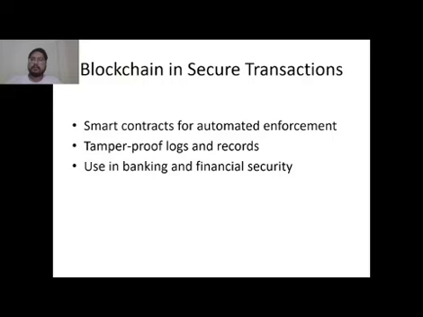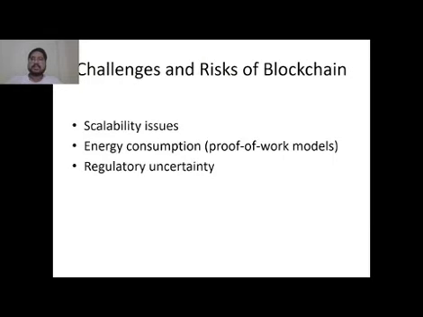So we move to our next slide, that is challenges and risks of blockchain. So now let's be realistic. Blockchain isn't perfect. Some challenges include scalability. Blockchains can be slow for large-scale apps. Energy use. Proof of work chains like Bitcoin consume massive energy. Regulation. Governments are still trying to figure out how to regulate blockchain apps. So: scalability issues, energy consumption of proof of work models, regulatory uncertainty.